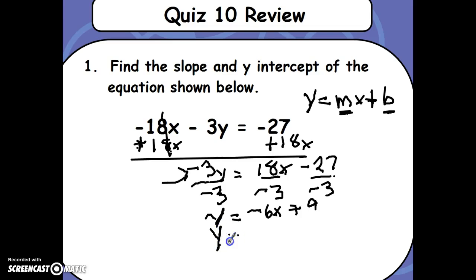Y is equal to mx plus b, and the m is negative 6. So we're going to write m is equal to negative 6. And the y-intercept, right there in yellow, is equal to 9. So the b, or the y-intercept, is equal to 9.